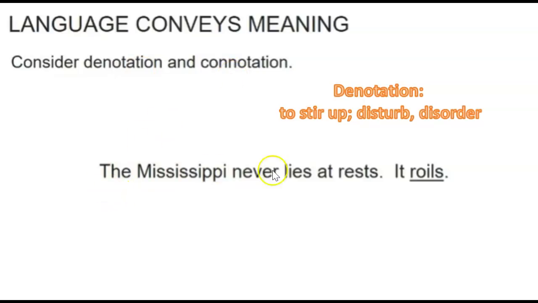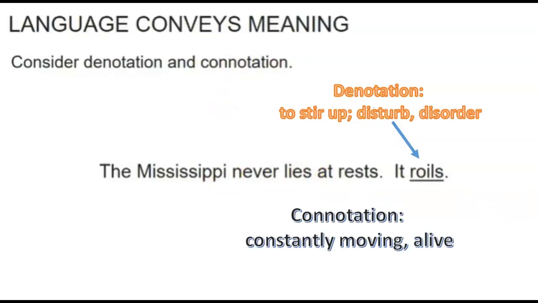So here's an example taken from another AP English exam. The Mississippi never lies at rest. It roils. We know that the denotation here of roils is to stir up, disturb, or disorder. That's the dictionary definition of this word. But given extra context and the connotation of this word, it means to constantly be moving, to be alive. And we see that that's what this author means, because the Mississippi never lies at rest. So the use of roils here is really just connoting that it's constantly in motion.